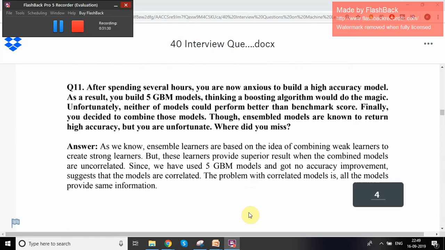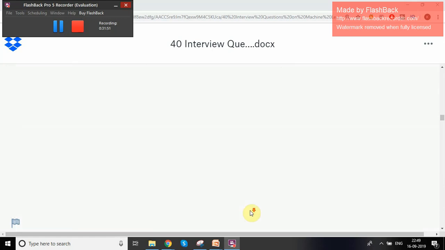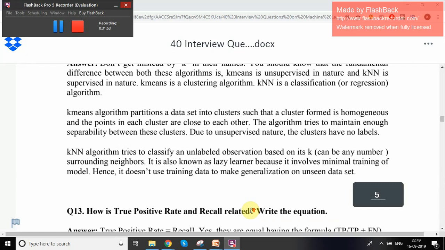Okay. After spending several years, you are anxious to build a highly accurate model. As a result, you build five GBM models, thinking a boosting algorithm could do magic. Unfortunately, neither of your models performed better than the benchmark score. Finally, you decided to combine those models. Although ensembled models are known to return high accuracy, unfortunately, where did you miss? That's another tricky question to answer.